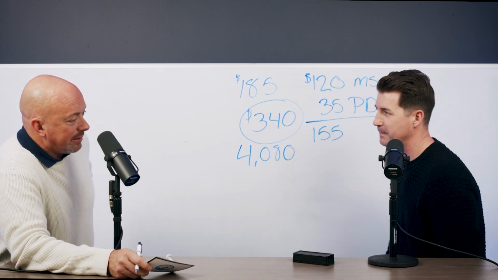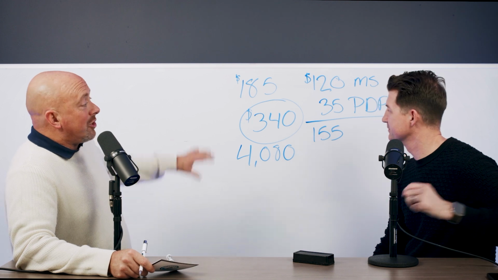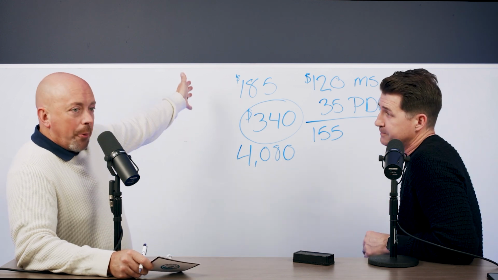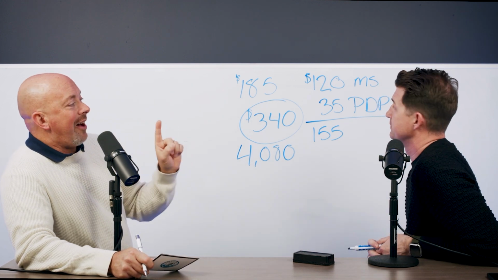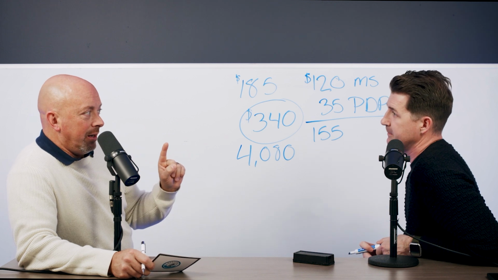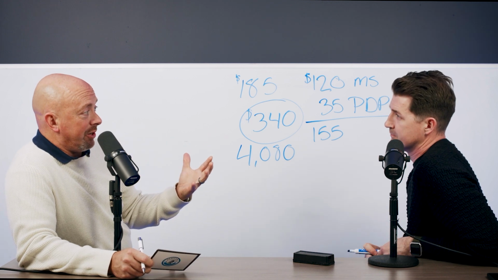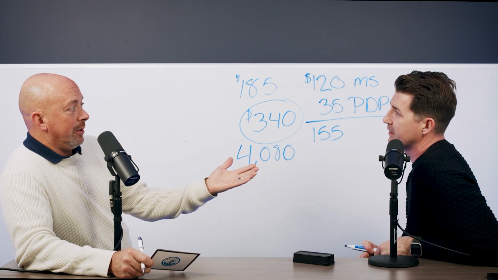What am I at? $4,080. Now, this is a part where I'm going to check in and make sure they're following me. Okay. So $4,080. Now, I have to add one other thing to that to find out what they're going to spend out of pocket for this year. Which is? Drug cost.